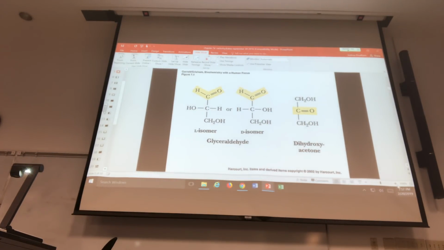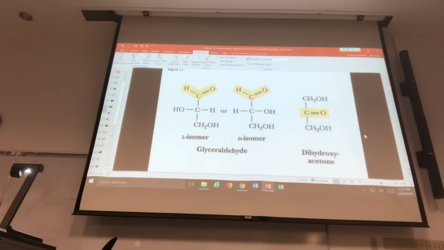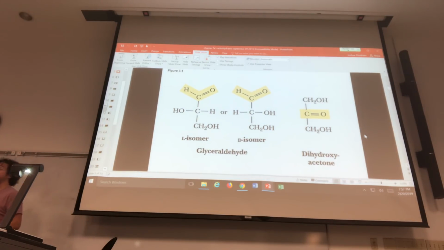By name, not by structure, it is important to know what the simplest aldose is and what the simplest ketose is. The simplest aldose, by name, is glyceraldehyde. Sounds like aldose. It has an aldehyde group in it. Done. Dihydroxyacetone is not as easily memorized. Dihydroxyacetone is your simplest ketose.